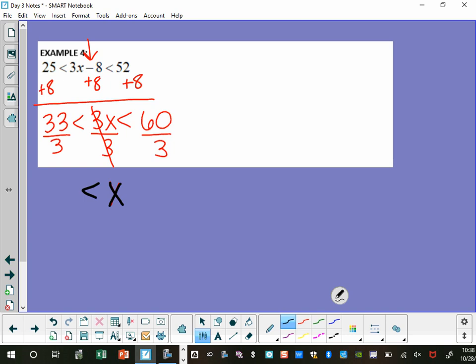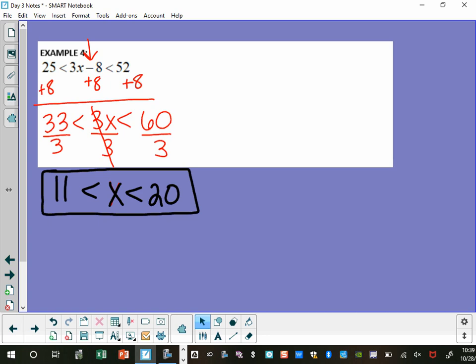X is greater than, what's 33 divided by 3? 11. And then x is less than, what's 60 divided by 3? 20. So that means that x is greater than 11 but less than 20. Okay? We have to do this so that when we have a triangle, I can figure out what my third side is. However, I'm going to teach you a shortcut so that you hopefully can see that a little bit easier.